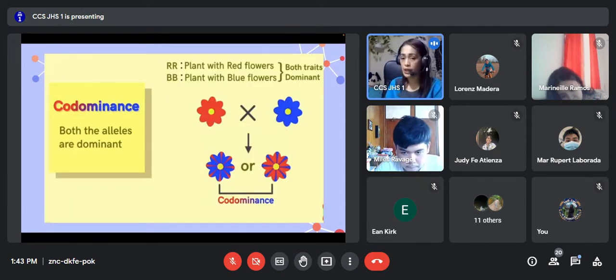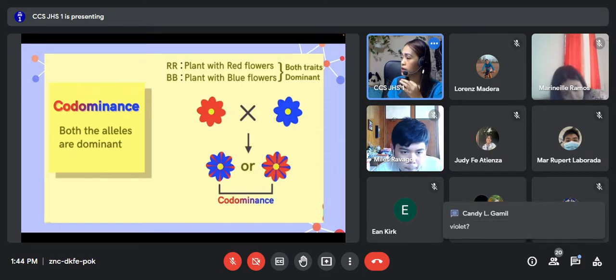So here, as you can see, is another possible example, which is more theoretical. You have red and blue. If this were incomplete dominance, what would the color be if we combine red and blue? According to color philosophy... Okay, violet. Very good.